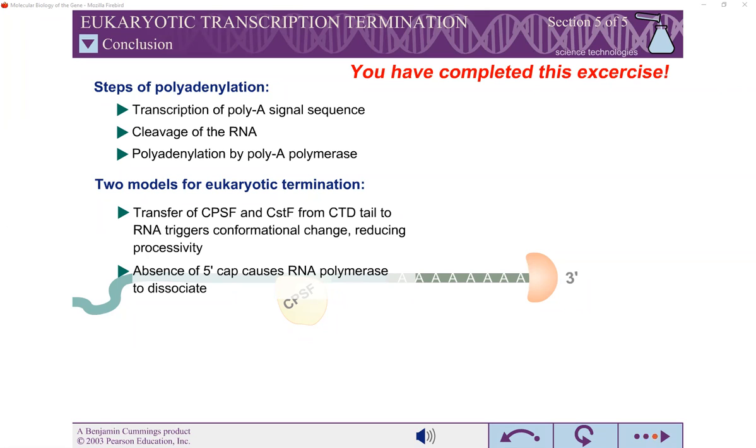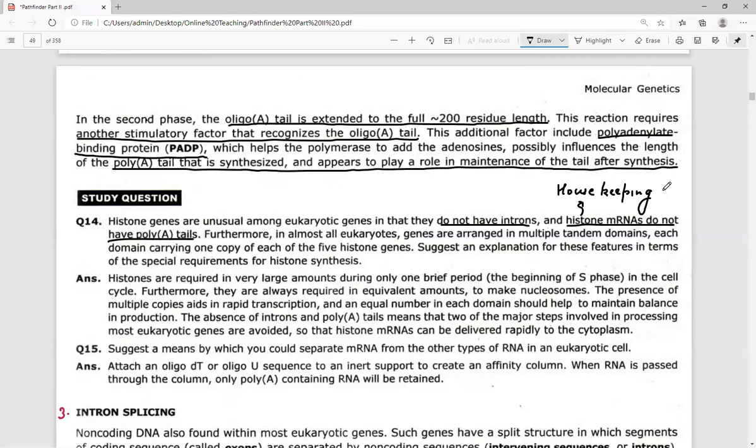Firstly, because the histones are a type of housekeeping genes. As these are housekeeping genes, this histone has to be produced in a very large amount. As these are to be produced in a very large amount, they do not require any poly A tail.